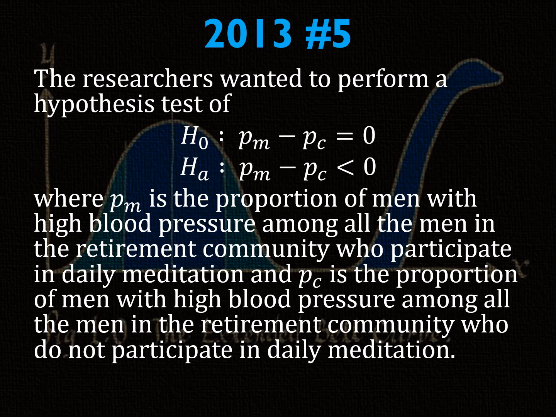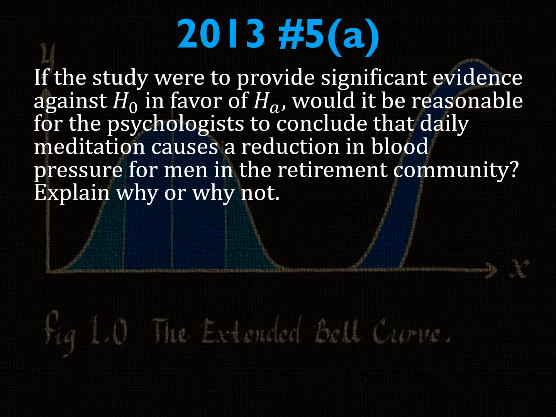minus PC is less than 0, where PM is the proportion of men with high blood pressure among the men in the retirement community who participate in daily meditation, and PC is the proportion of men with high blood pressure among all the men in the retirement community who do not participate in daily meditation. Part A, if the study were to provide significant evidence against the null in favor of the alternative, would it be reasonable for the psychologist to conclude that daily meditation causes a reduction in blood pressure for men in the retirement community? Why or why not?